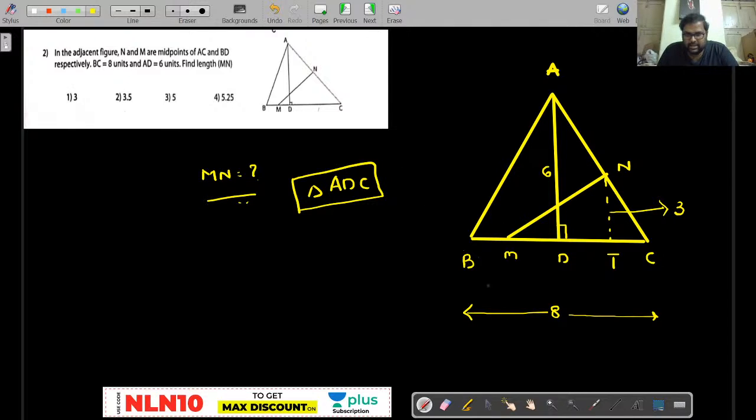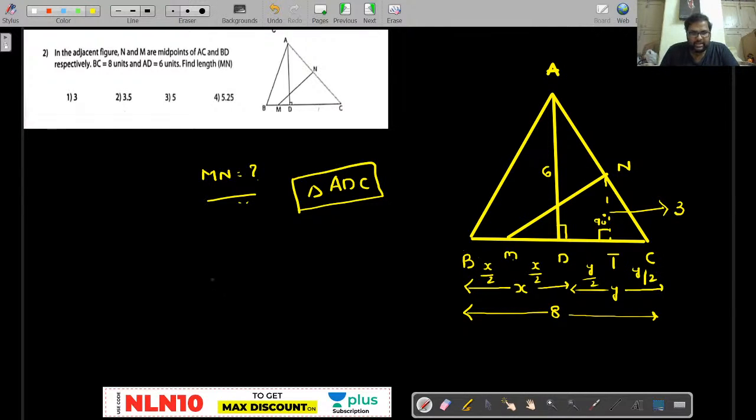Now observe here. In order to have better clarity, I will take it like this. Now you have to know the length of MT in order to find MN, because this will be 90 degrees, exactly perpendicular. Am I right or wrong? Now I will take BD as X, and DC as Y. M is the midpoint of BD, so BM will be X by 2 and MD will be X by 2. And T is the midpoint of DC, so DT will be Y by 2, TC will be Y by 2. Am I right or wrong?